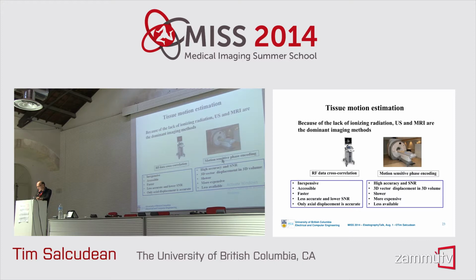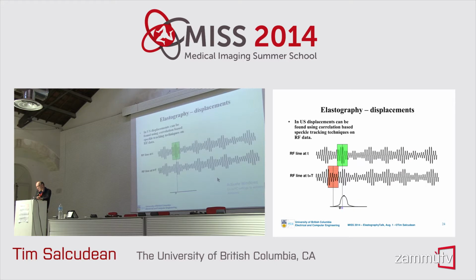MR uses motion-sensitive phase encoding to get displacements, and it has a huge advantage of being able to give you a full 3D vector displacement over a 3D volume. But it is significantly slower, and that is an issue, because if the examination takes an hour, it's very difficult to be convinced that you get the shear wave motion from the same location.